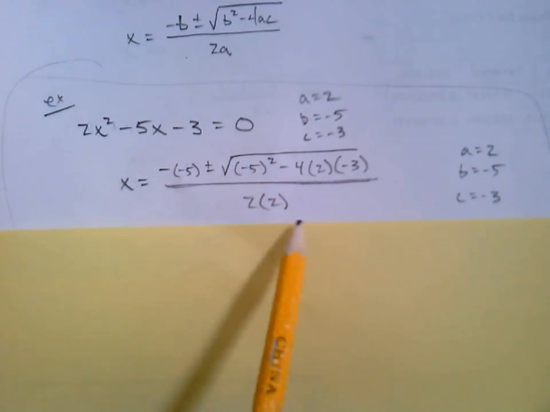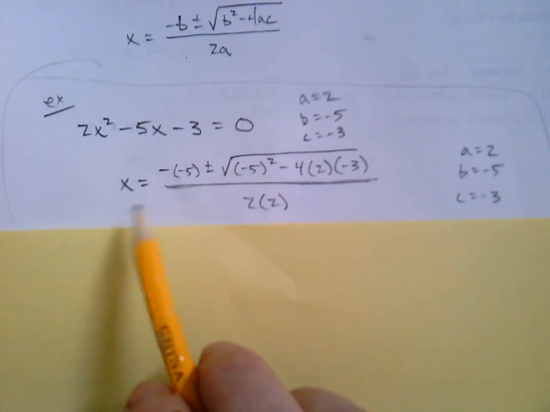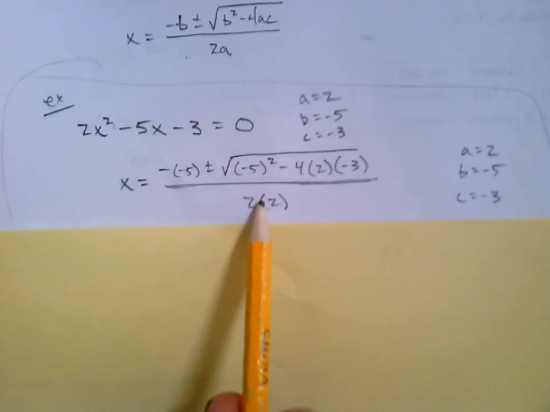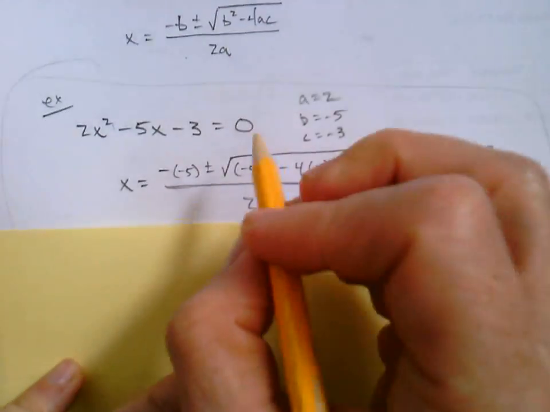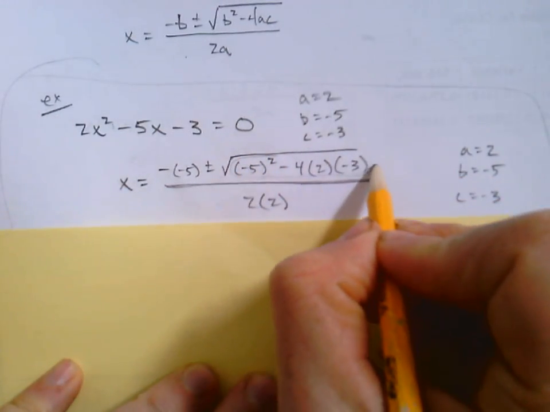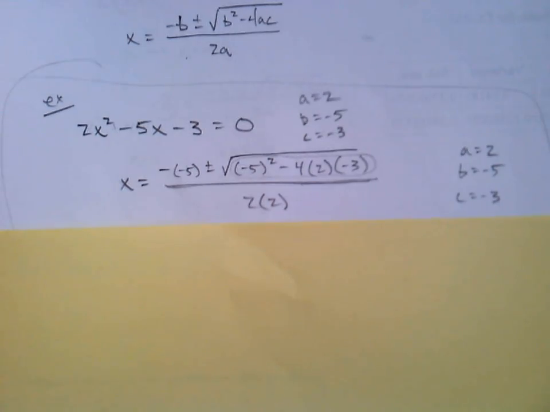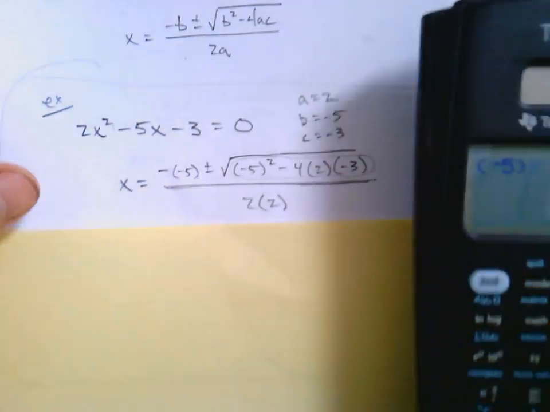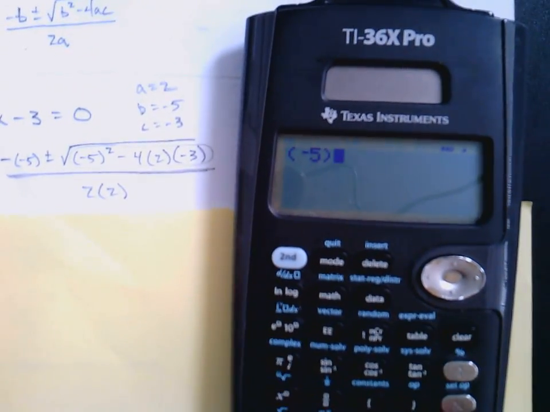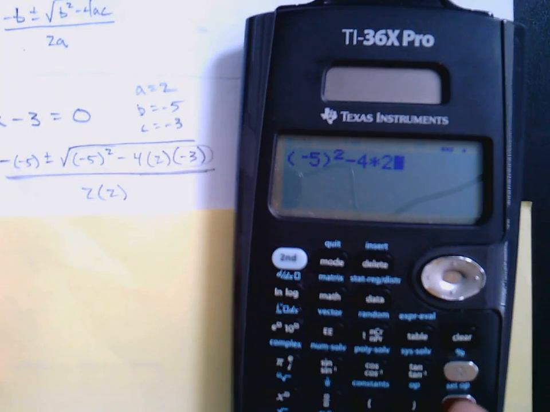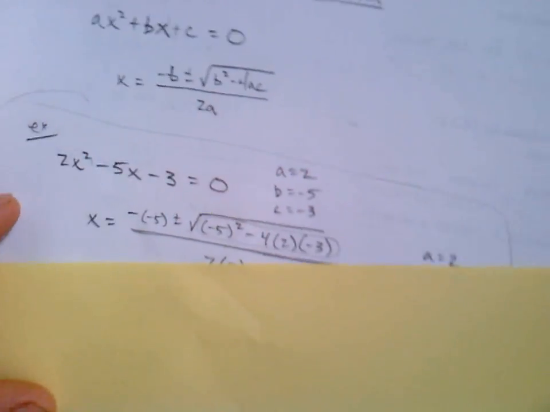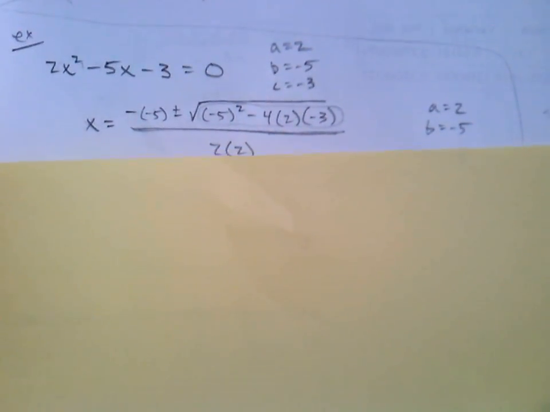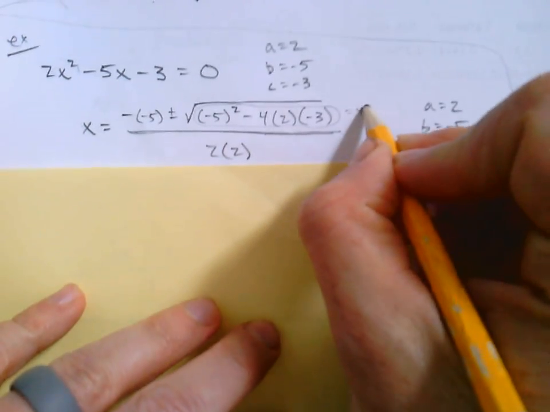Then it's just a matter of simplifying all of this. Well, we have a negative, that's going to cancel. 2 times 2, we can easily do that. I like to grab a calculator and do this whole thing. I'll do it along with you. So with parentheses, negative 5 squared minus 4 times 2 times negative 3. I got that whole thing to come out as 49.